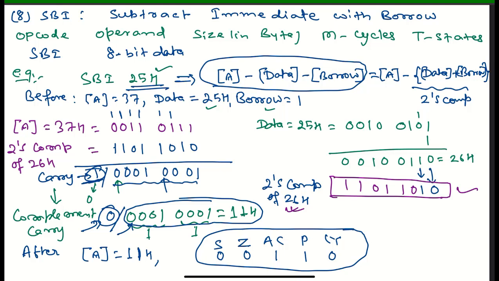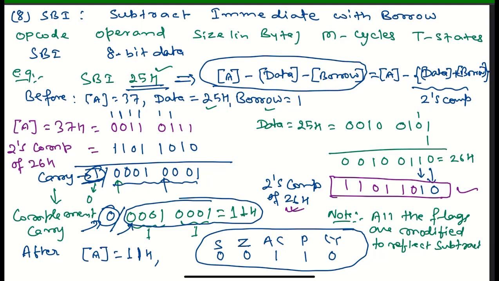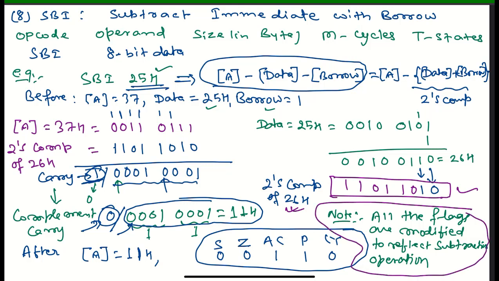So as a note, what can we write here? As a note, we can write that all the flags are modified to reflect the subtraction operation. So not only a few, all the flags must be modified as per the result, like whatever I have shown in this result.